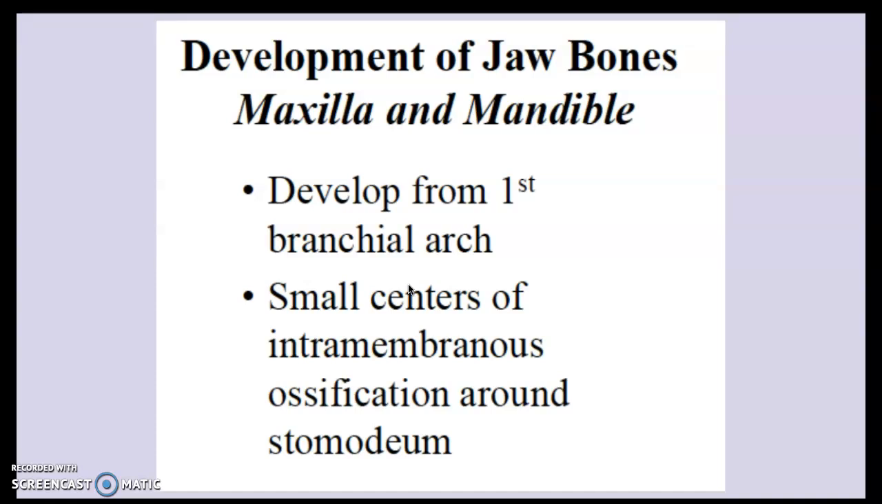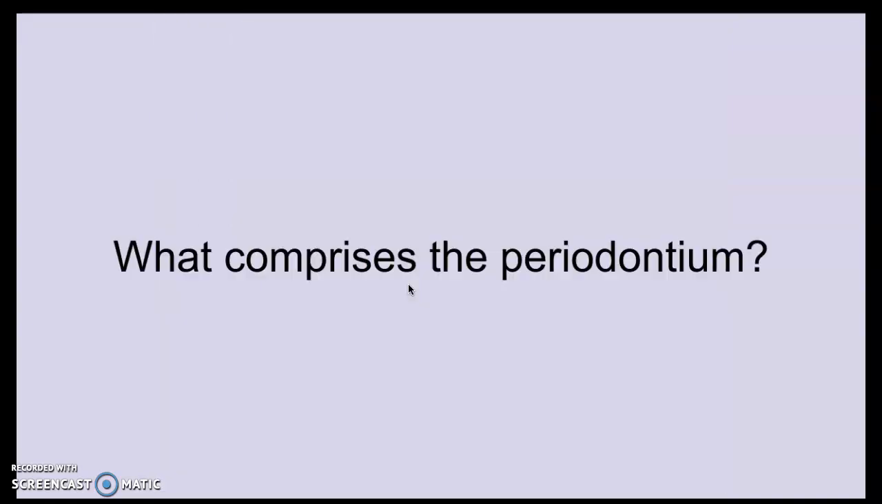So this is review, development of the maxilla and the mandible. It develops in the first branchial arch. It happens in small centers of intramembranous ossification around the mouth, and that is it.